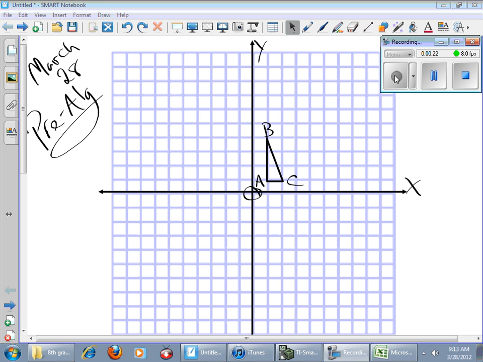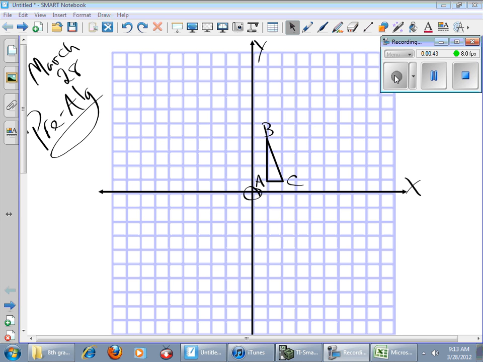We have two different types of dilations, right? We have ones where we do it about a point, and the point is the center of the dilation. And then we have ones where the origin is the center of dilation. Now the one with the origin is the one that uses coordinates. The way you remember that is, the origin is 0, 0, two coordinates. Should be an easy thing to remember.